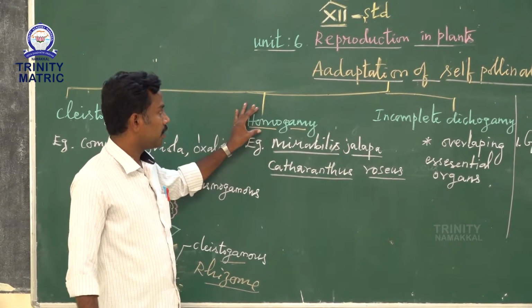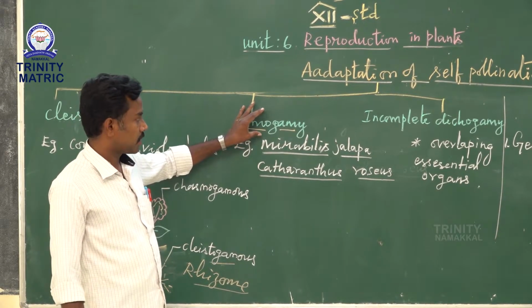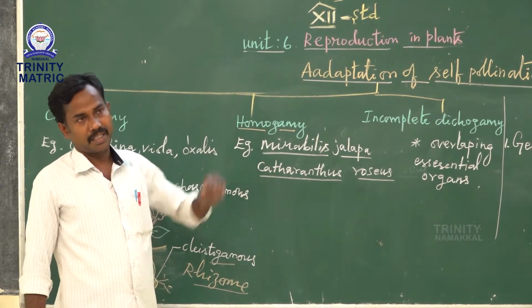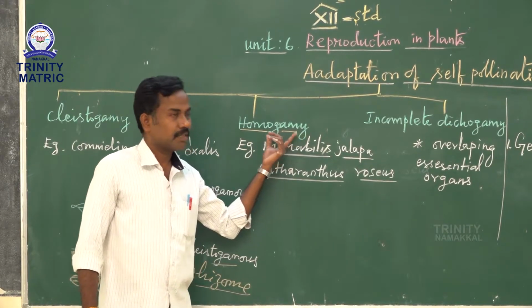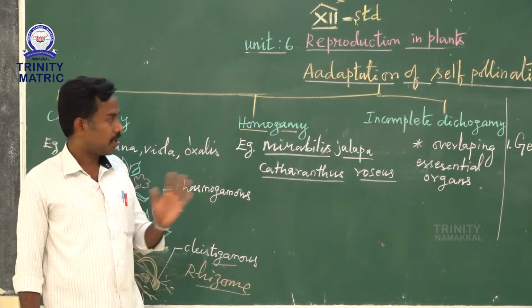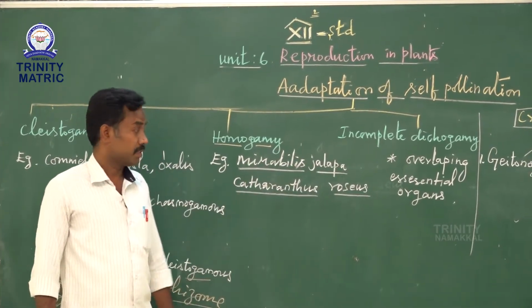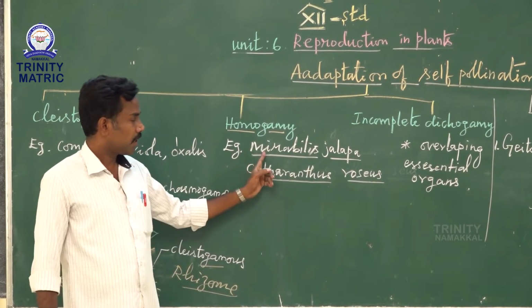Because in the majority of homogamous flowers, self pollination occurs. Self pollination is possible. For example, Mirabilis jalapa. Second one, Catharanthus roseus. First one, Mirabilis jalapa.